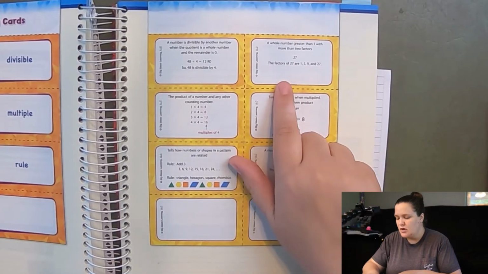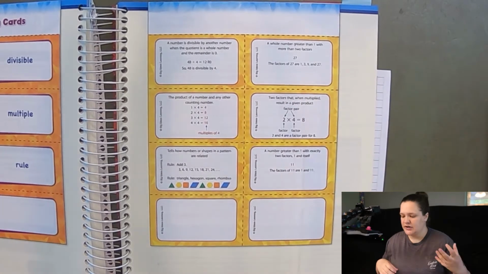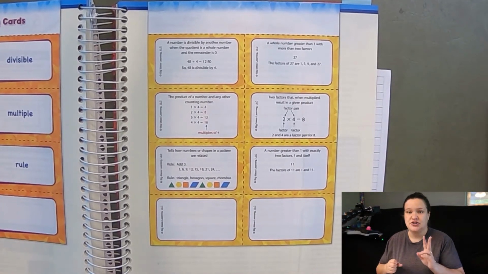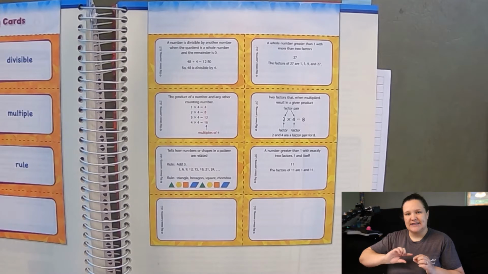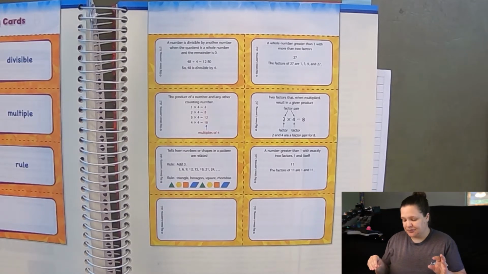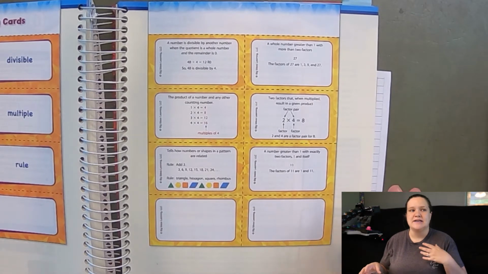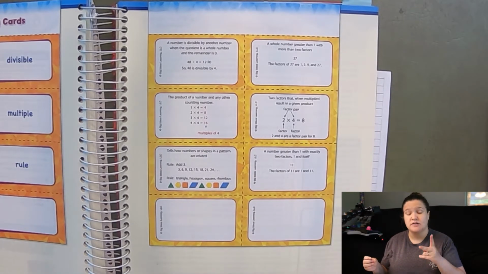Alright, so a composite number is a whole number that's bigger than 1 that has more than 2 factors. Now, if you remember, a factor is a number, the numbers that are multiplied to get an answer in multiplication, to get a product. That's the answer to a multiplication problem. So a composite number has more than 2 factors.